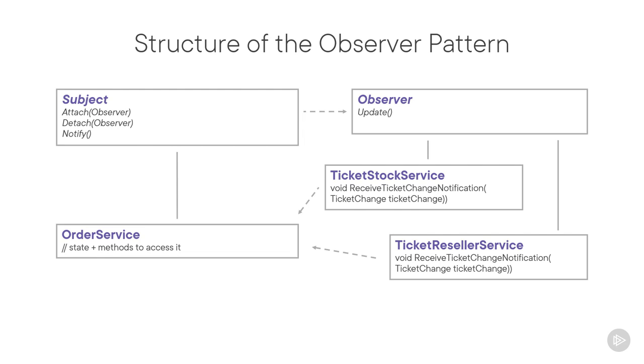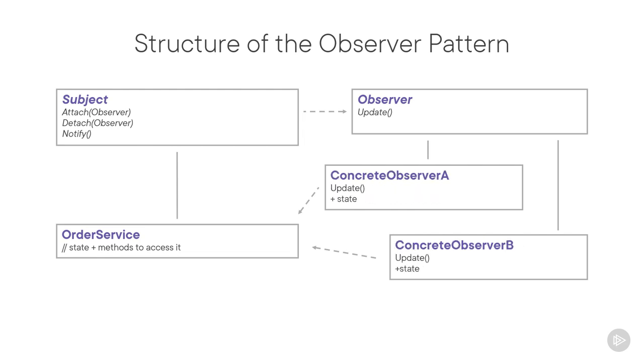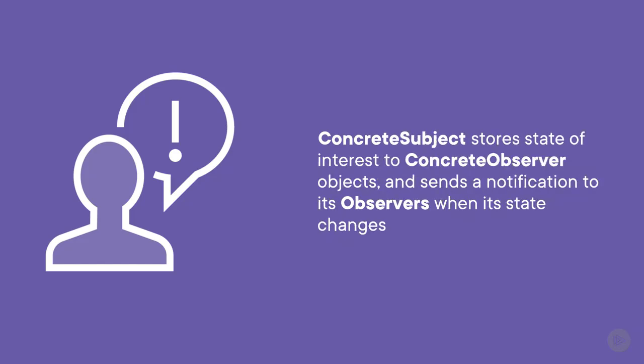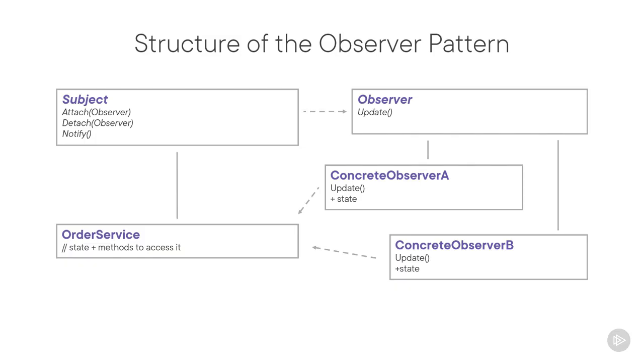The concrete observer maps to our ticket stock service and ticket reseller service. These store state that should remain consistent with the subject state, and they implement the observer updating interface to keep its state consistent with the subjects. Lastly, the concrete subject stores state that's of interest to concrete observer objects, and it sends a notification to its observers when its state changes. That's the order service from our example. And there we go, that's the pattern structure.